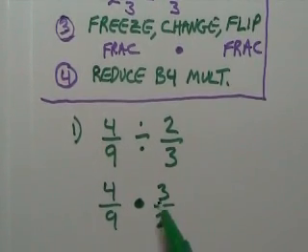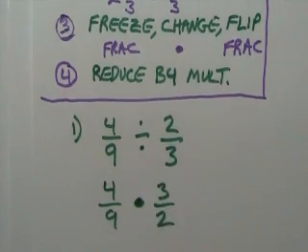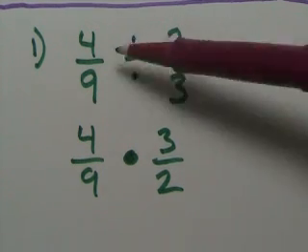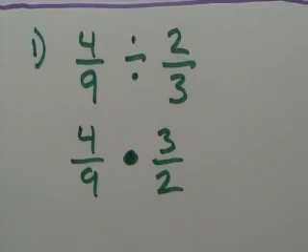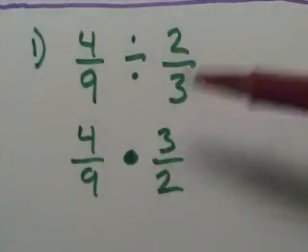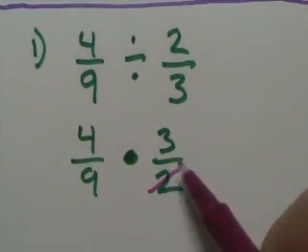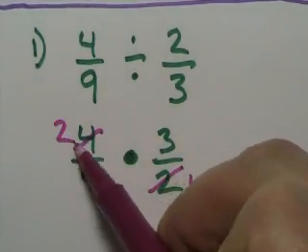Okay, so now that I'm done, now I need to just reduce before any multiplying. So notice what we did. We changed it from a division problem into a multiply problem. So we change it from divide to multiply. Let's see if I can reduce. I have 2 and 4. 2 goes in there once, and 2 goes into 4 twice.